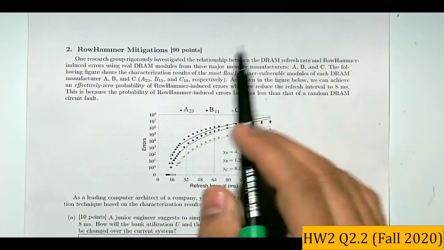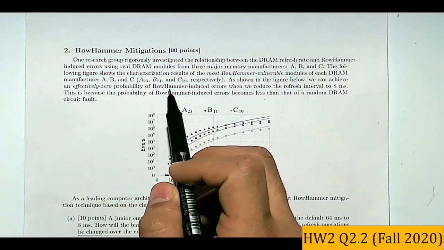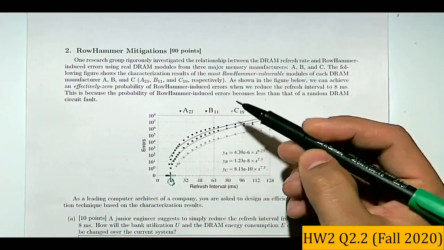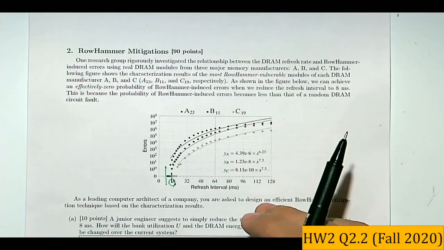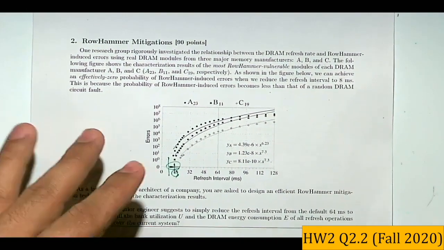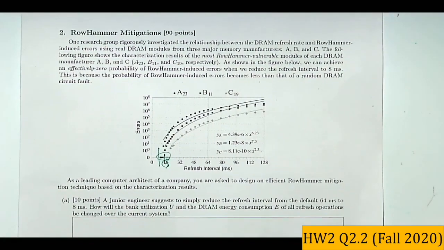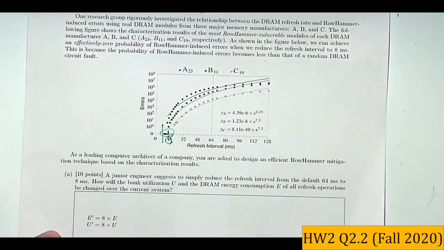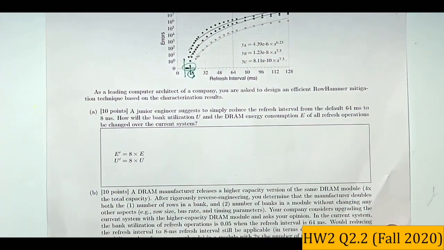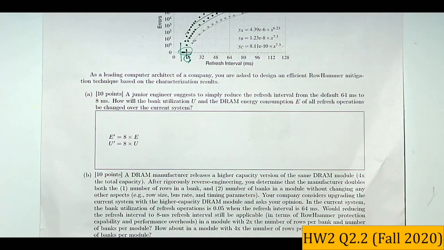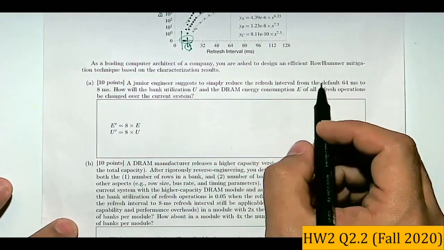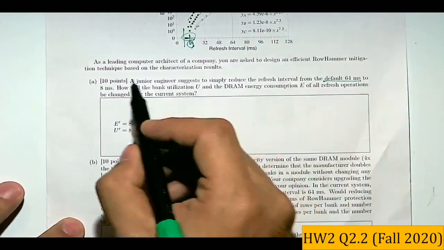And as shown in this figure, we can achieve an effectively 0 probability of RowHammer-induced errors when we reduce the refresh interval to 8 milliseconds. So here is 16 milliseconds, and before we reduce the refresh interval to 8 milliseconds, the errors of all modules are close to 0. This is because the probability of a RowHammer-induced error becomes less than that of a random DRAM circuit fault. Based on this, as a leading computer architect of a company, you are asked to design an efficient RowHammer mitigation technique. But your junior engineer suggests a very naive but immediate mitigation technique, which reduces the refresh interval from the default value of 64 milliseconds to 8 milliseconds.